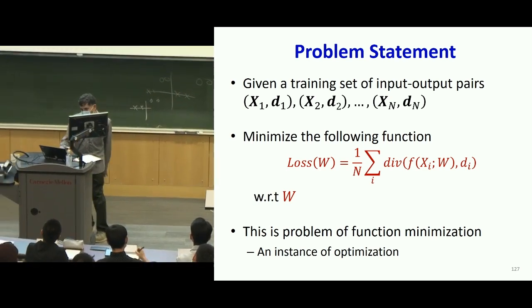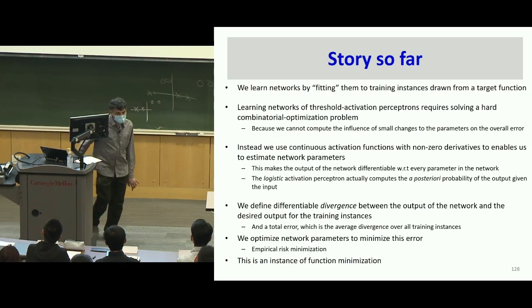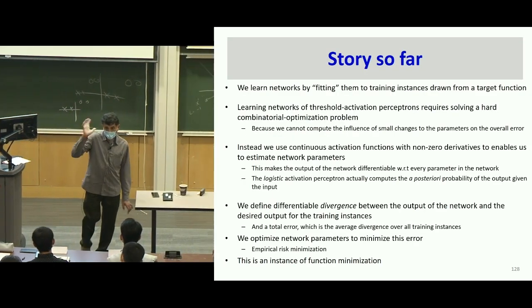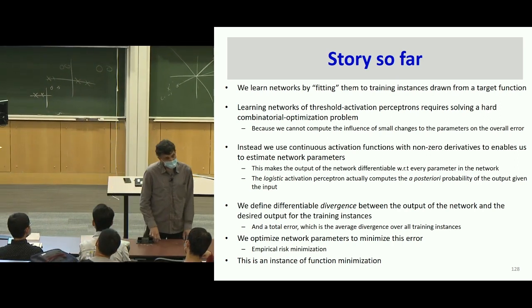So this is an instance of function optimization. It's a minimization problem. You have a function of the W's, and you're trying to minimize it with respect to W.